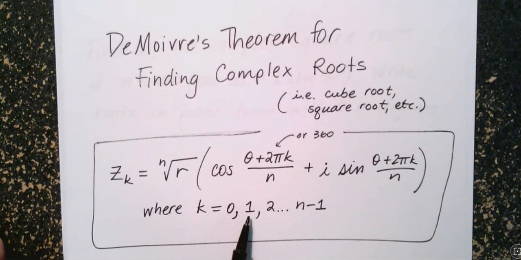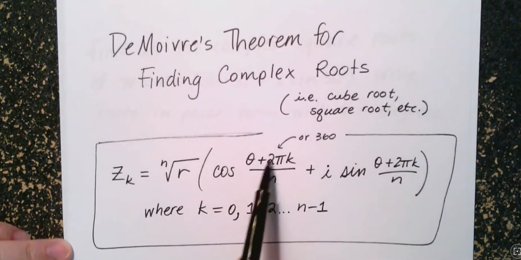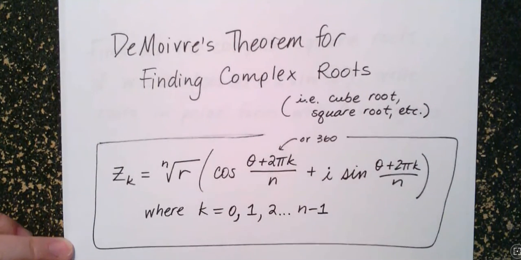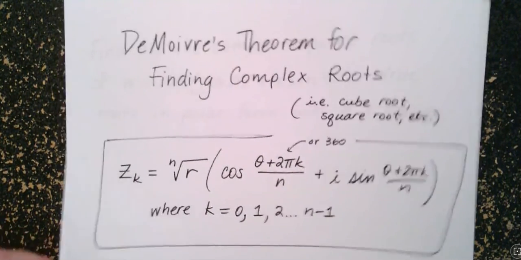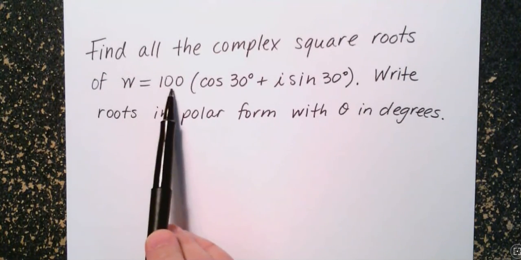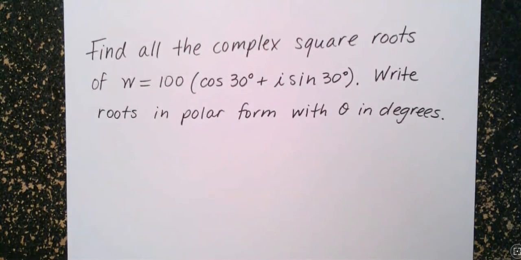So I'd stop there. Okay, so it just so happens that the examples that my students need to do are all in degrees. So I wanted to show you the formula in radians because it works exactly the same way, but the examples we're going to do are going to be in degrees. All right, so it'll look like this. Find all the complex square roots of, and then here is my complex number. W equals 100 times the cosine of 30 plus i times the sine of 30. And I'm being told to write my roots in polar form with theta in degrees.